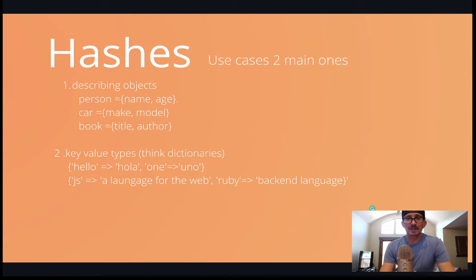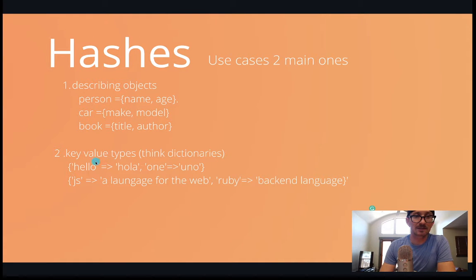So there's two main use cases with hashes, and one is describing objects. Think of a person. You're going to want to have this uniform data to describe people, and you could say, well, every person in my app is going to have a name and an age. So you can have 100 people, but all of your people are going to have a name and age value. Likewise, you could do that with a car. A car could have make and model. You might have different cars, but they're all going to have make and model. Likewise with a book, every book's going to have a title and an author.